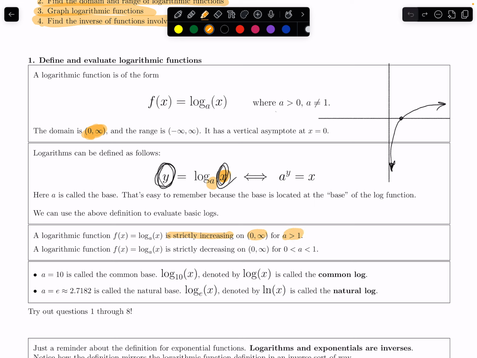Notice that this doesn't cross past the y-axis, right? So you don't go past 0. But you do go negative forever, and you do go positive forever. So for that reason, you see the range goes from negative infinity all the way to positive infinity.